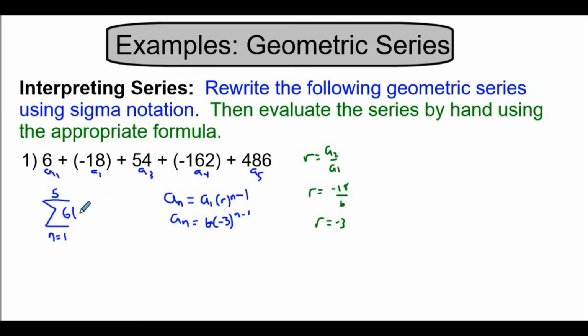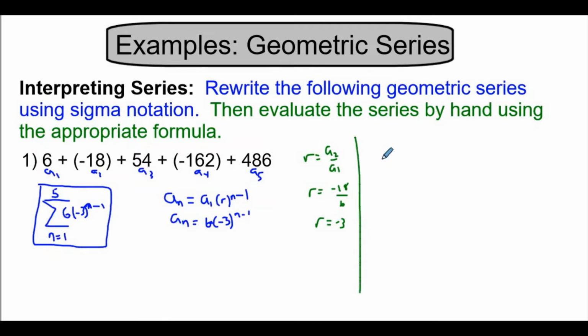And that will yield the first part of this answer, which is to rewrite this series in sigma notation, meaning this sigma notation right here will produce this. If I put 1 in here, I get 6. If I put 2 in there, I get -18, and so on. And then it asks me to evaluate this series, this one and this one, using the formula.